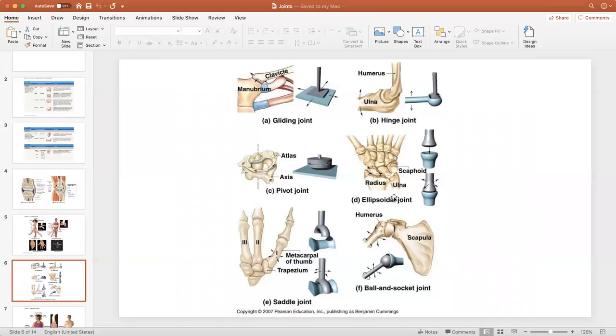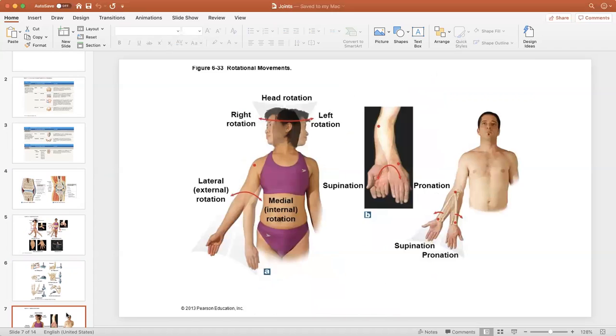You have the ellipsoidal joint. So this is your wrist joint, where we have two planes of movement. So your scaphoid and your radius allow for two planes of movement. Then you have your saddle joint. This is with your trapezium and your metacarpal of your thumb, so it allows you to shift like it's a saddle. And then ball and socket, which is your shoulder joint and your hip joint, allows for more free range of motion and three different planes.